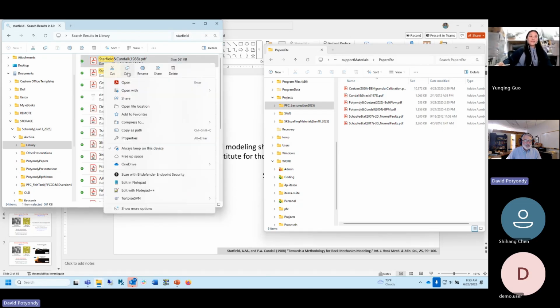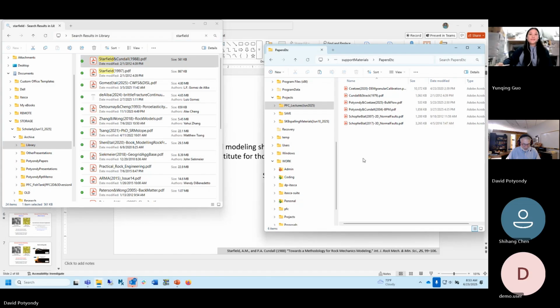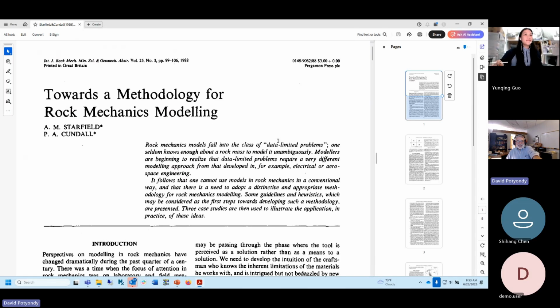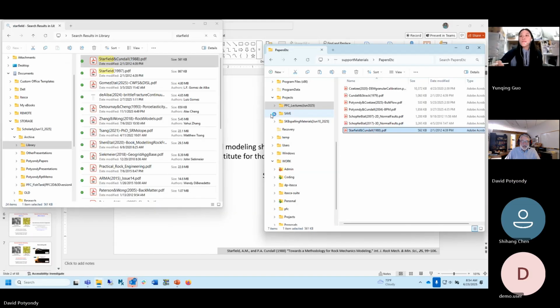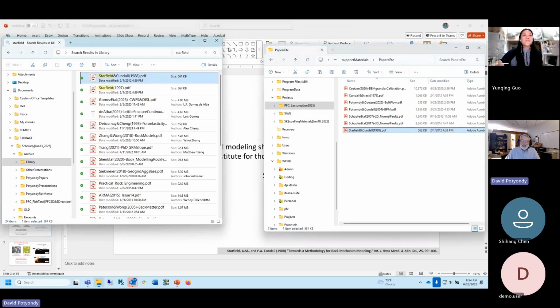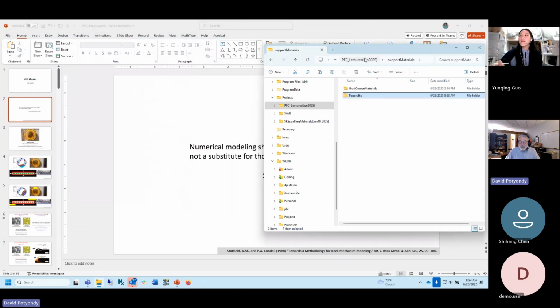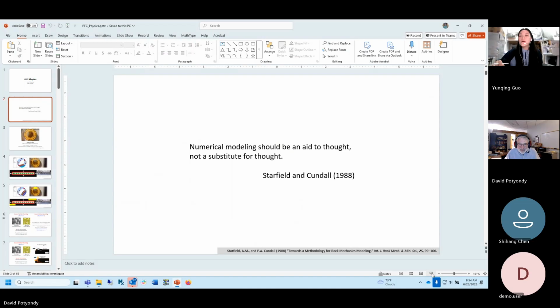Starfield and Kundal. Boom. There, that's the paper. Look, it's such an old paper. It even is just a scan of something from 1988.